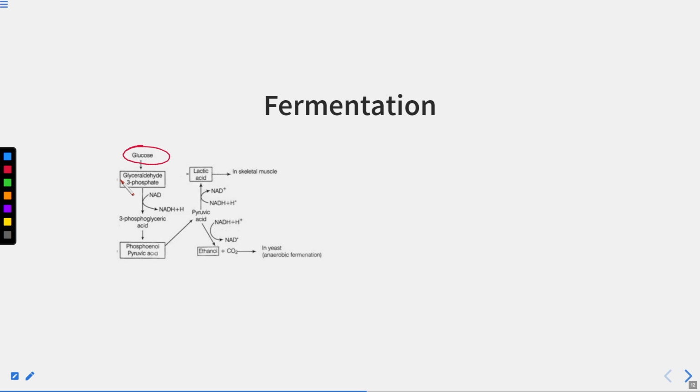Glucose is converted to glyceraldehyde 3-phosphate, right? And one NADH2 is formed, then it is converted to 3-phosphoglyceric acid, and ultimately we have phosphoenolpyruvic acid, and this phosphoenolpyruvic acid will form pyruvic acid. So this process is called glycolysis. Where is it taking place? It is taking place in the cytoplasm.